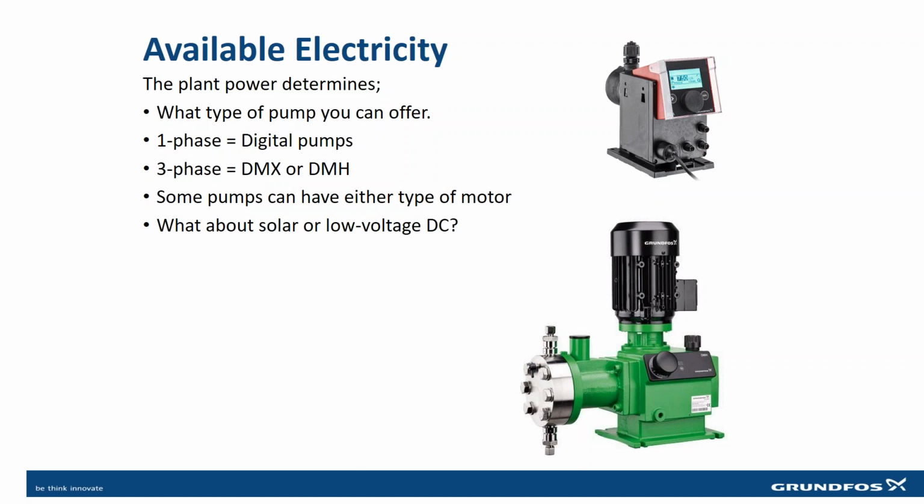And what about solar or low voltage DC? For some of our small pumps, it's cheapest to simply buy a small inverter to change from DC power to 240 volt AC, and it'll run the pump quite happily. So there are often other options to look at there.